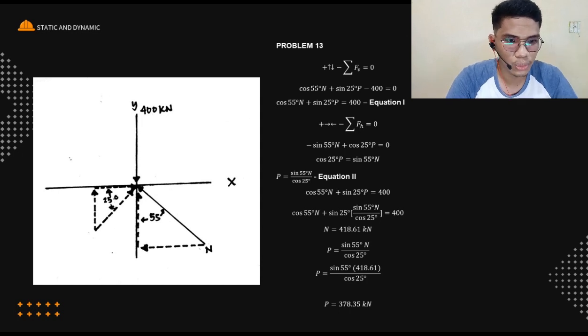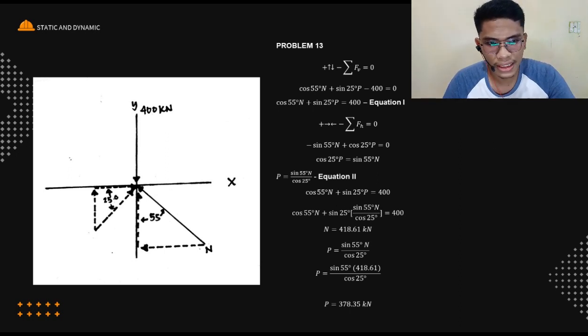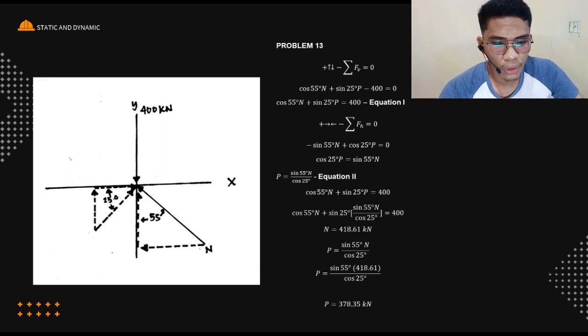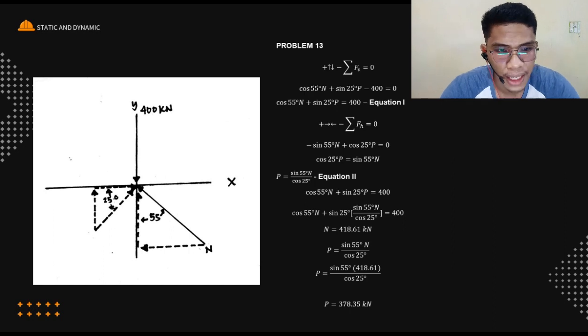So, for our equation number 2, kunin naman po natin yung summation ng forces horizontal, kung saan lahat po ng pakanan ay positive at lahat po ng pakaliwa ay negative. And then, so as you can see, dito po sa N natin, ang horizontal force niya po ay papunta po dun sa center, or moving pakaliwa, so magiging negative po, negative sine 55N, naging sine kasi nga po siya ay adjacent, plus cosine 25P is equal to 0, and then cosine 25P is equal to sine 55N.